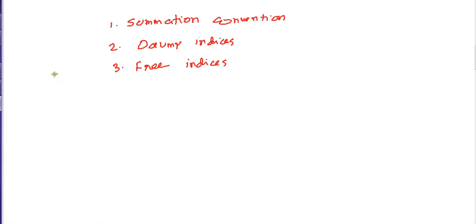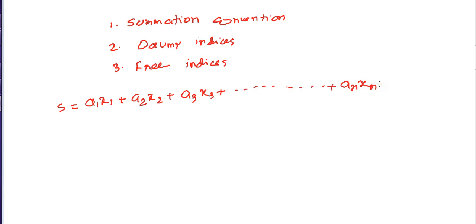Okay, let's get started. For example, here we have a linear equation: S equals a1 x1 plus a2 x2 plus a3 x3 and up to the nth term, an xn. This is the linear equation, and every part is a different part: part 1, part 2, part 3, up to part n. So we have n parts to sum up.